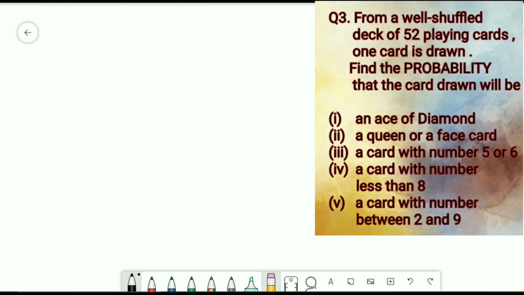Question number 3. From a well shuffled deck of 52 playing cards, one card is drawn. Find the probability that the card drawn will be. First part is an ace card of diamond. Okay, we will solve the first part. Question number 3, first part. An ace of diamond. We know we have only one such card, so the probability of this event is 1 upon 52. Now the second question is a queen or a face card.